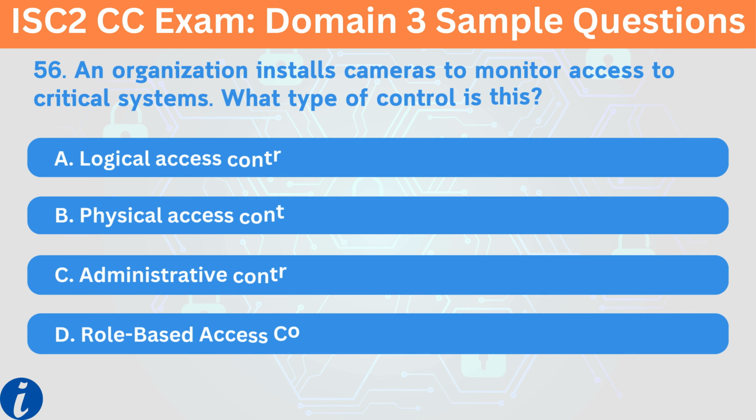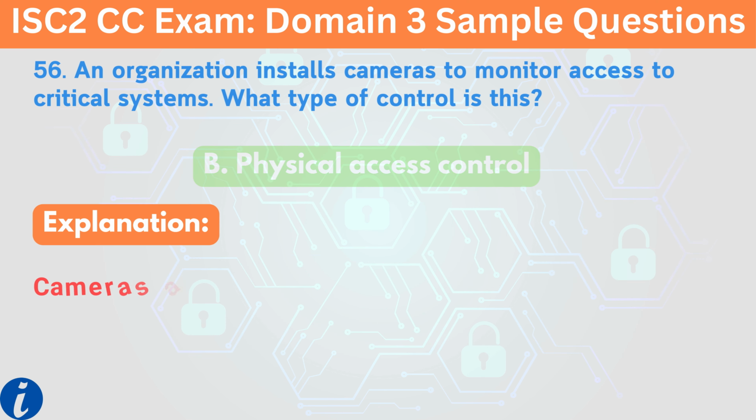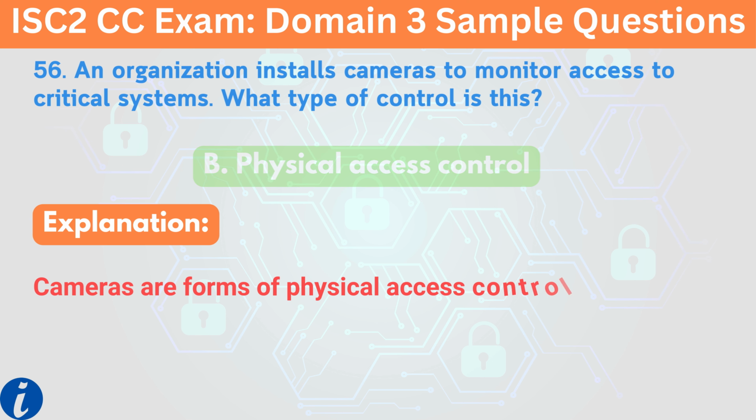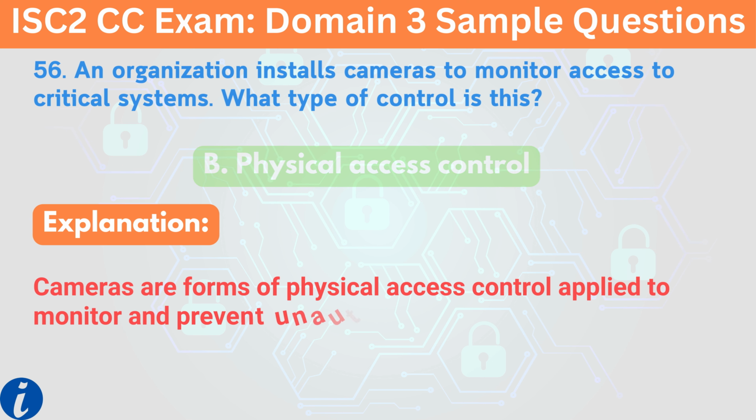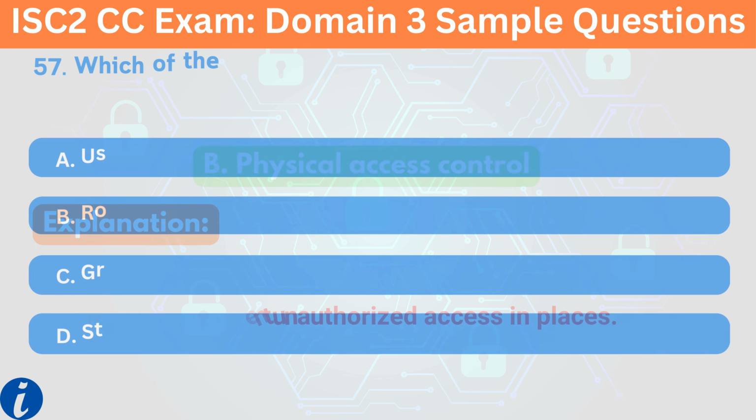56. An organization installs cameras to monitor access to critical systems. What type of control is this? A. Logical access control. B. Physical access control. C. Administrative control. D. Role-based access control. The correct answer is B. Physical access control. Explanation: cameras are forms of physical access control applied to monitor and prevent unauthorized access in places.